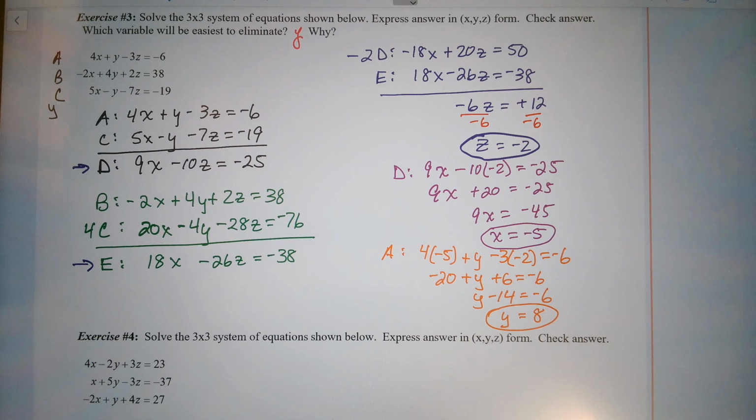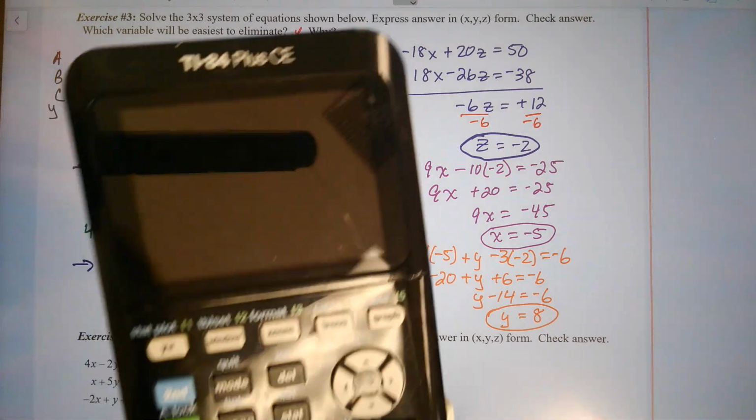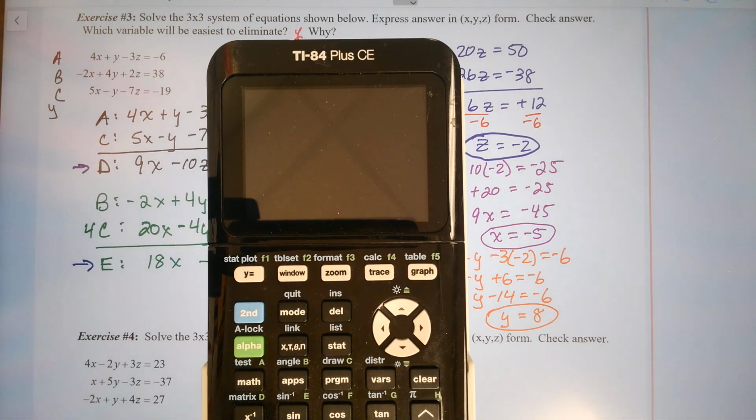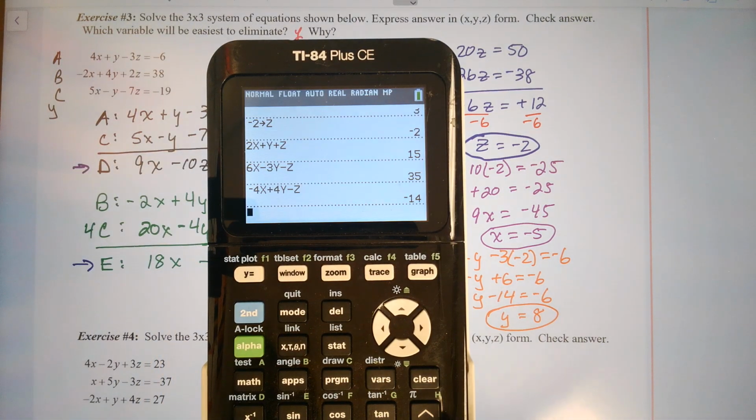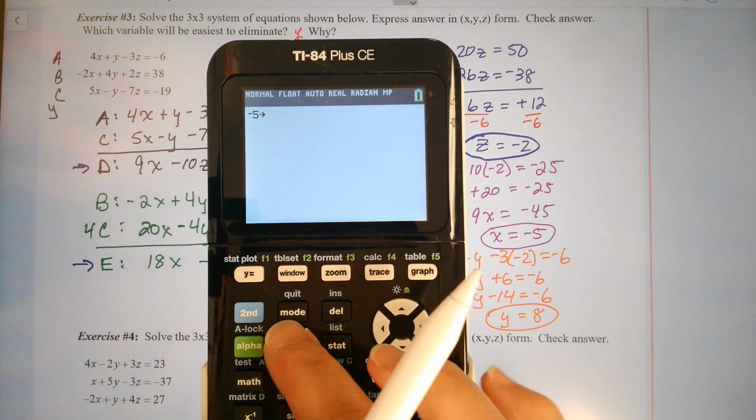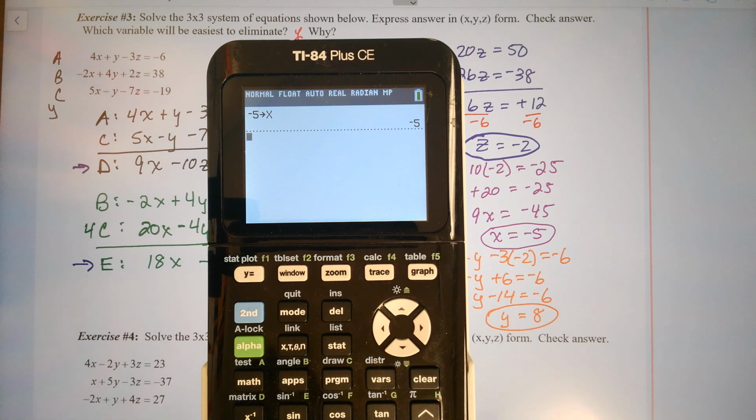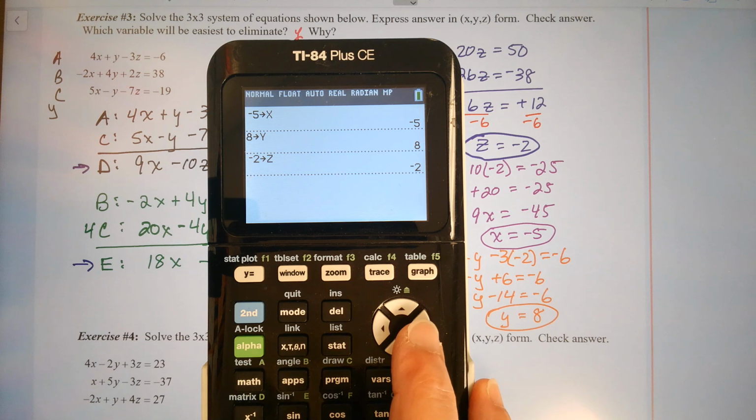And I'll check this with the calculator. Okay, so x is negative 5, so negative 5 store as x, y is 8, 8 store as y, enter, and negative 2 store as z, enter. Okay, so I've got the three variables in there, their values.